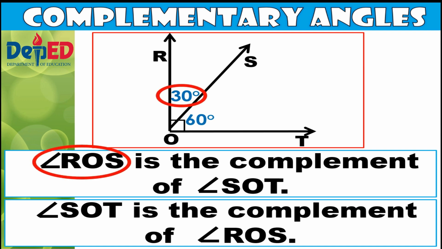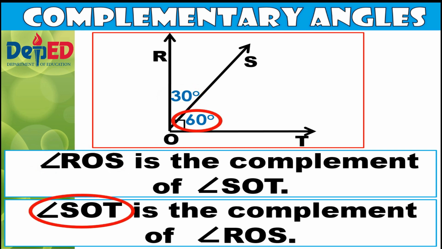Angle ROS is the complement of angle SOT, and angle SOT is the complement of angle ROS. And the sum of the measures of their angles is equal to 90 degrees.